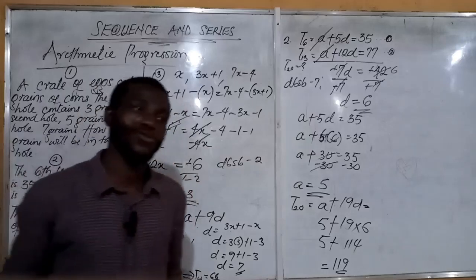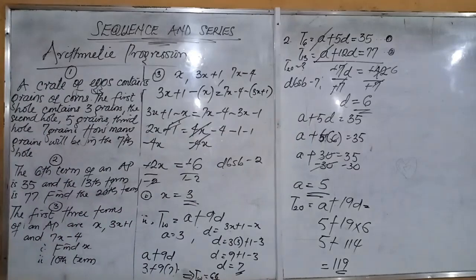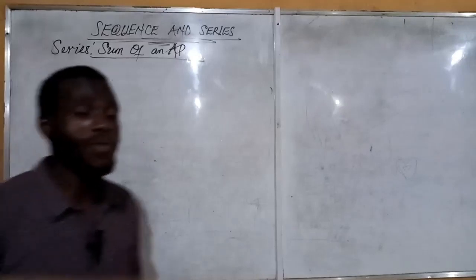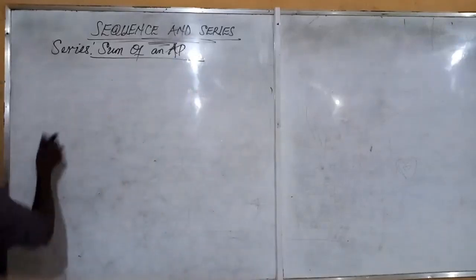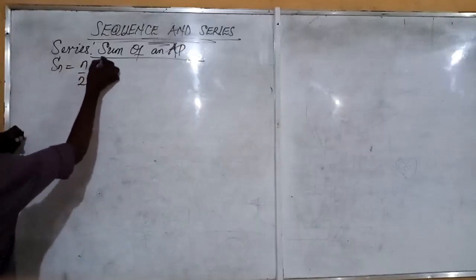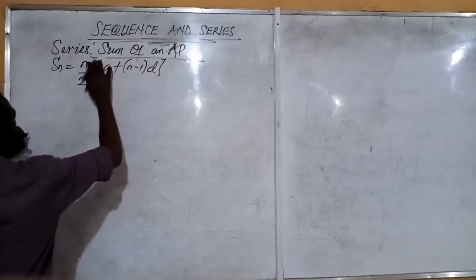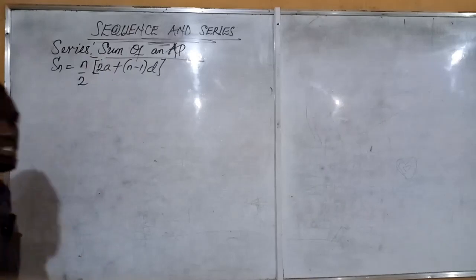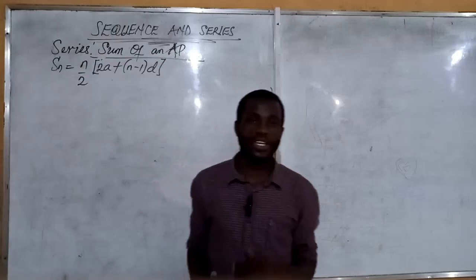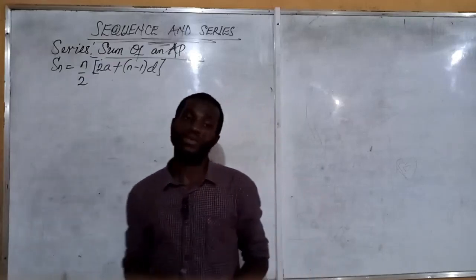All right, let's go on to the sum of an AP. Now, the sum of an AP is given by a formula, and the formula is Sn, which represents the sum of an AP, is equal to n over 2 into bracket 2a plus (n minus 1)d. This is the formula, but there is a mathematical trick that I could teach you that you can use to find the sum of an AP.